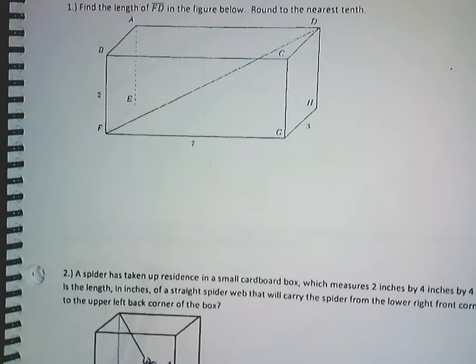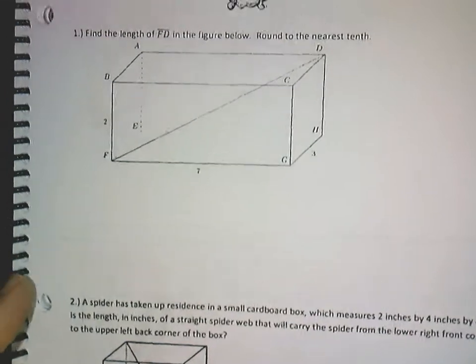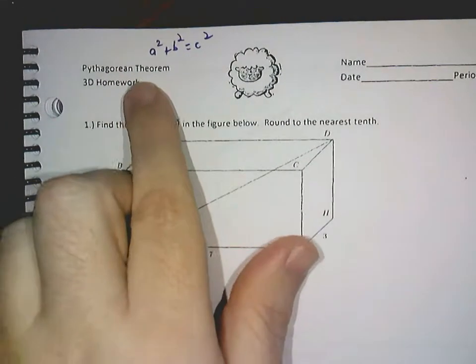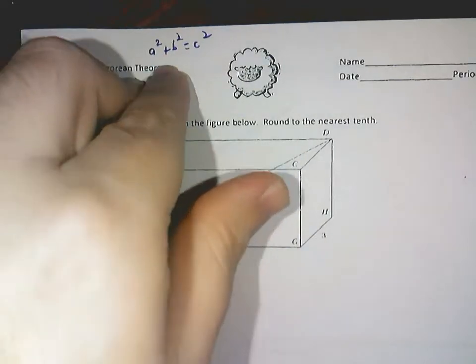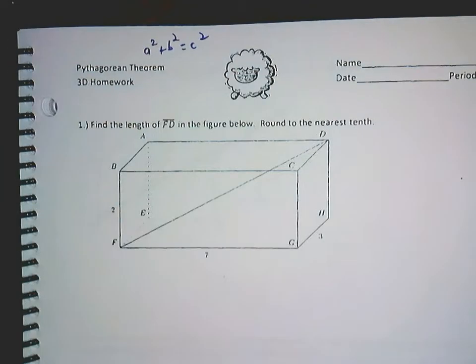Okay, so today we're going to be talking about finding the diagonal of a three-dimensional rectangular shape, or a rectangular prism. In order to do this, we're going to use the Pythagorean theorem. Hooray! Just remember, the Pythagorean theorem is a squared plus b squared equals c squared, where the two smaller sides squared added together equals the longest side squared.